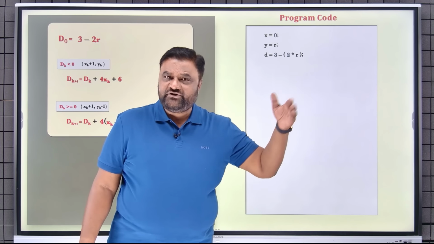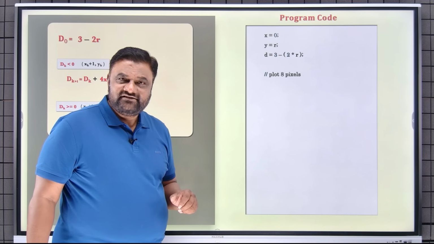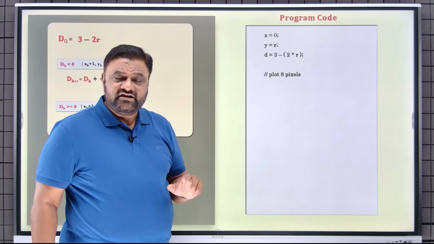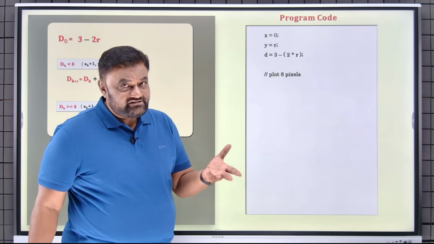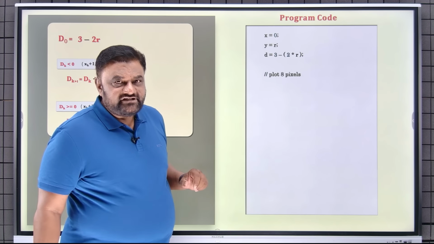Based on this 0, r, we can plot 8 pixels. We have 1 pixel, we can get 8. How to get that 8? I'll show it at the last. You already know you have octants. That we will do later. I'm saying just plot 8 pixels, as a comment.